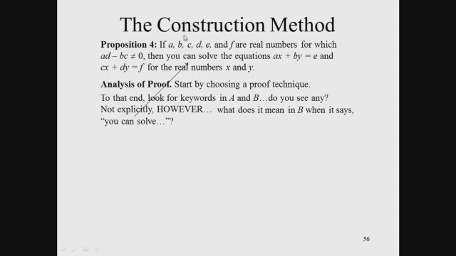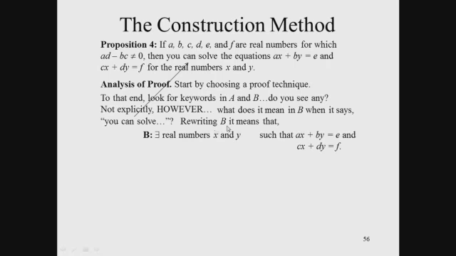So this conclusion, you can solve the equations AX plus BY equals E and CX plus DY equals F for the real numbers X and Y, you can rewrite B in this form: there are real numbers X and Y such that AX plus BY equals E and CX plus DY equals F. And when you write it in this form, now I hope you see the keywords there is in the backward process.